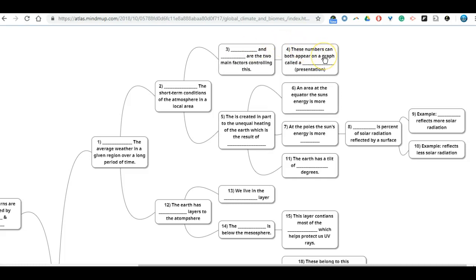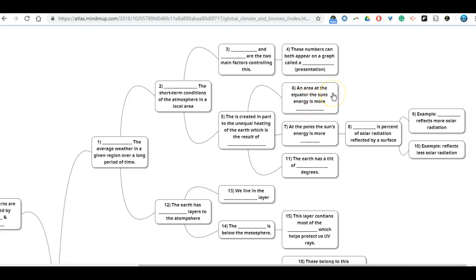Now number 4, you guys constructed a graph called a climatograph in your presentation that shows both of these. So it's supposed to say this is created in part. I'm talking about climate. So climate is created in part due to the unequal heating of the Earth, which is a result of solar radiation.